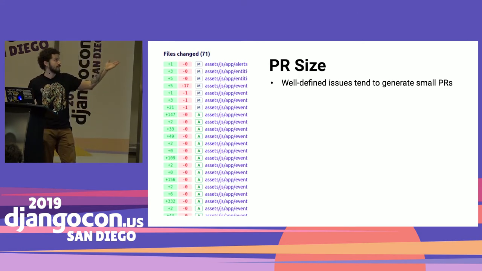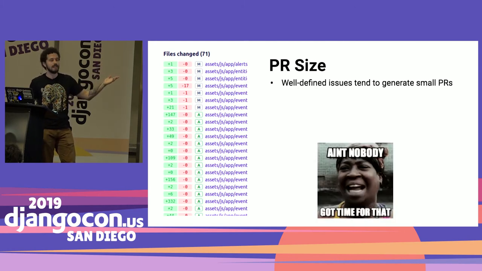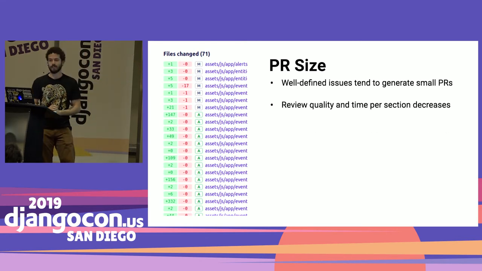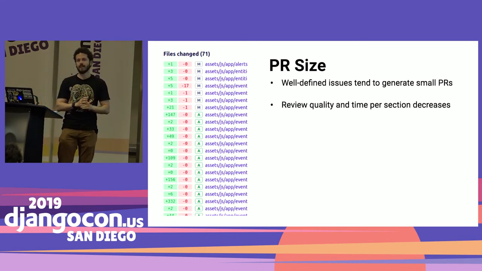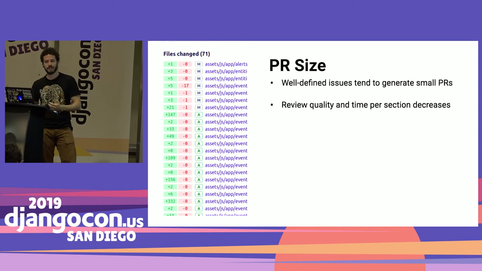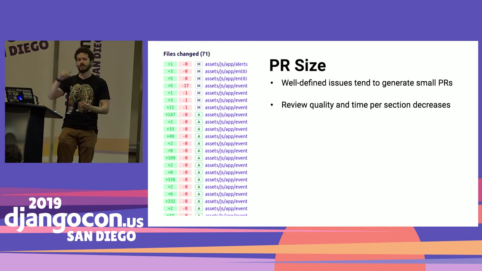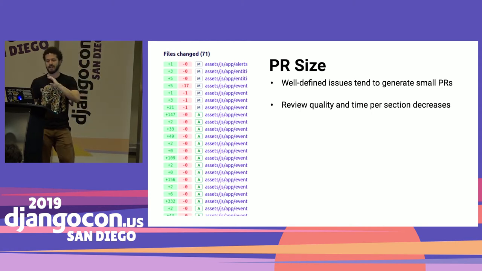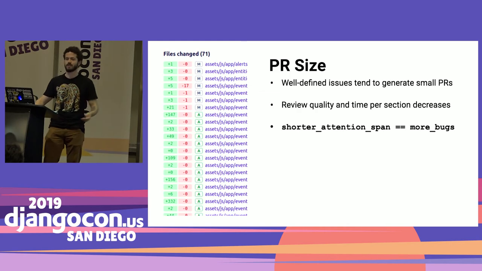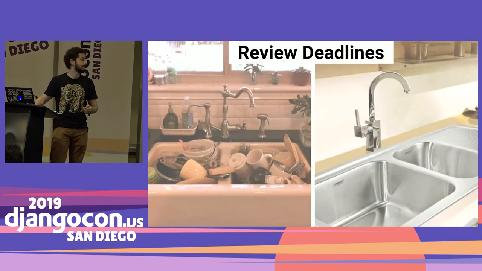So, as I was mentioning, if you look at those 71 files, ain't nobody got time for that. So probably whoever's going to review that, there's going to be a decrease in the review quality, because if you have 5 files to review in a pull request, that's okay. You're going to spend your time thoroughly. But if you have 71 files, you're probably just going to go through them diagonally and hope it's working fine. So you're going to have a shorter attention span, and a shorter attention span usually equals more bugs.